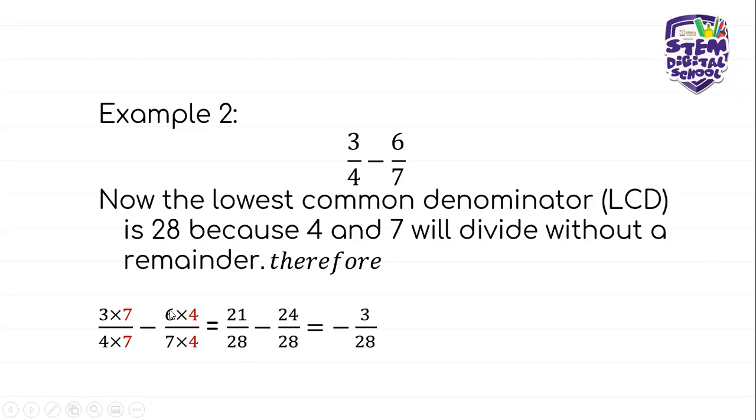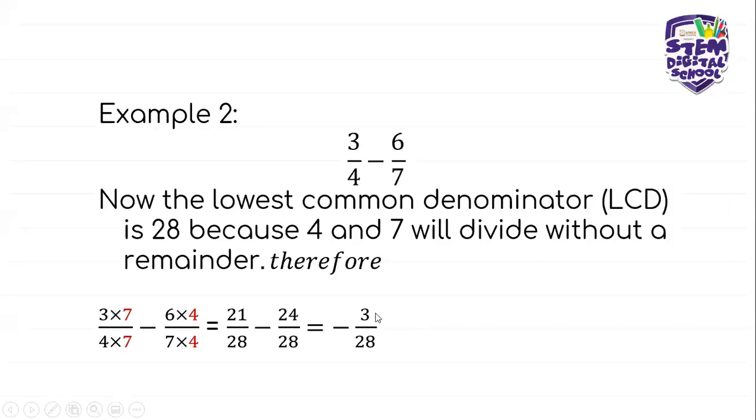And then the second one, if you multiply 6 by 4, you will get 24. And then if you multiply 7 by 4, you get 28. And therefore, you now have a fraction here with another fraction with the same denominator. So if the denominators are the same, you can simply now subtract the numerators. So in other words, 21 minus 24 will give you -3.